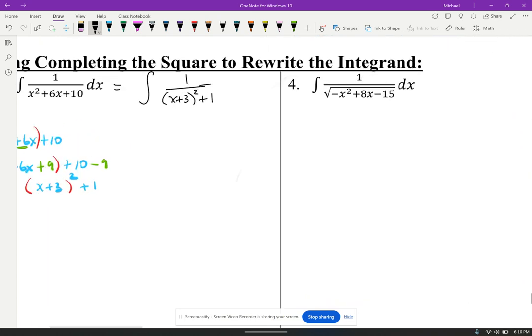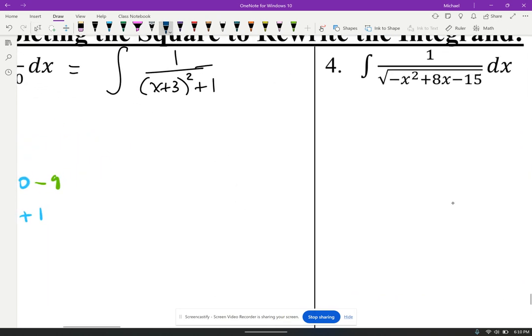And so I'm going to come back over here, and I'm going to do a little u substitution. I'm going to say u equals x plus 3. That means du equals 1 dx. And I'm sorry, I forgot the dx here. So I have a dx. I can replace it with a du.